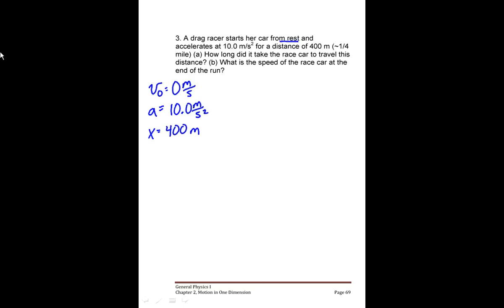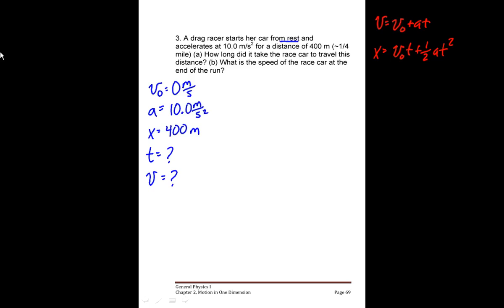And then how long did the race car take to travel this distance? I want to know what is t. And then I also want to know what is the speed, that is, what is v final, and I'll just call it v. All right, let's write my equations over here. V is equal to v naught plus at. X is equal to v naught t plus 1/2 at squared.